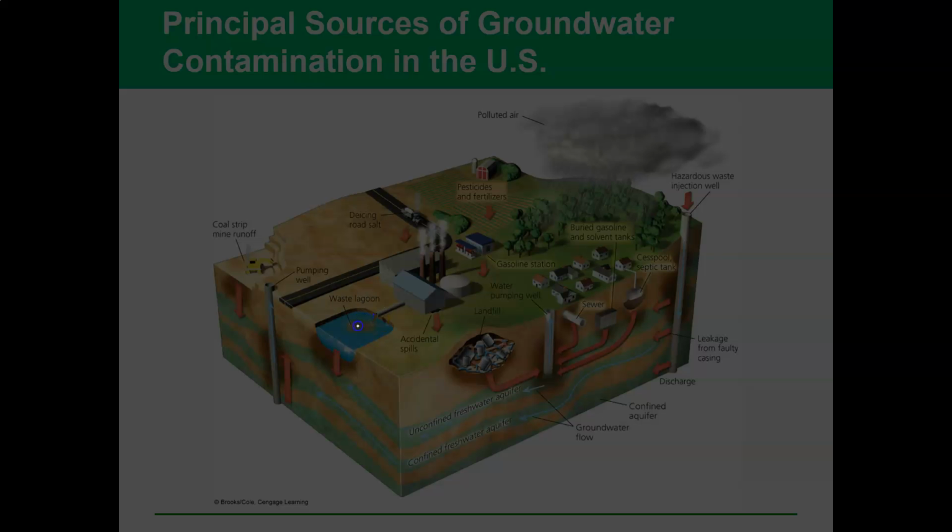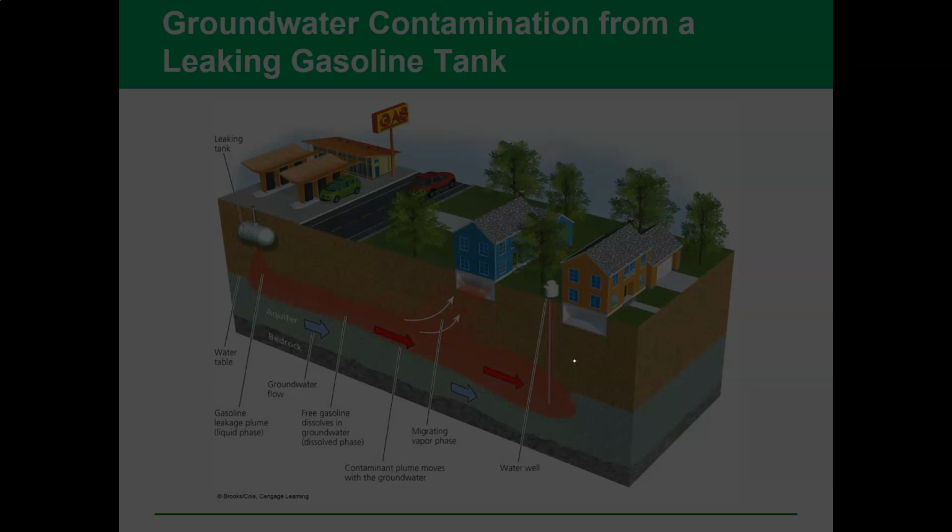Maybe a waste lagoon from an industrial facility, if it's not lined on the bottom, can then seep into the aquifer as well. You have a pumping well over here. You've got coal strip mine runoff. You've got all kinds of stuff, pesticides and fertilizers, which will run off into the water and will actually seep into the ground. You can have acid rain come in there as well. And like I said before, the hazardous waste injection wells, where people just inject bad chemicals down deep into the earth, that can actually get into the water as well. So all these things need to be regulated. Also, septic tanks as well.